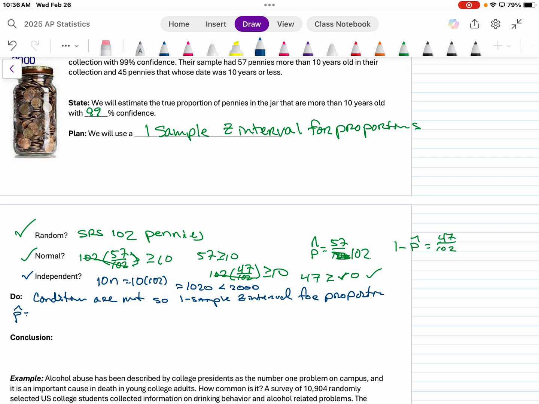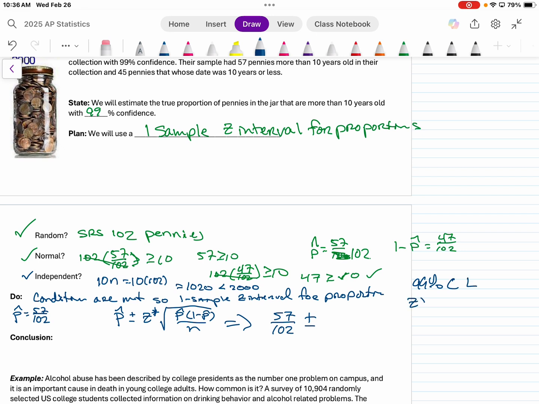Again, we have the p hat, 57 over 102. So as I look at my formula of p hat plus or minus z star times the square root of p hat times 1 minus p hat over n, we got 57 over 102 plus or minus. Now you can turn that into a decimal. Just use all the decimals. Now my z star: what type of confidence interval were we doing? We're doing a 99% confidence interval.